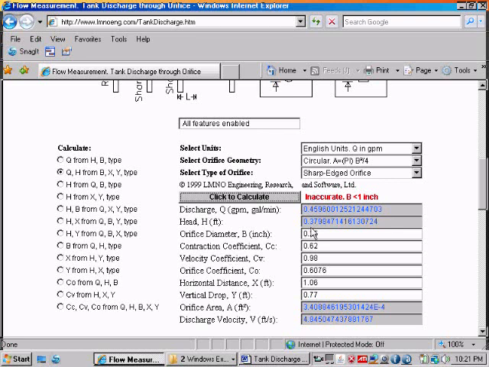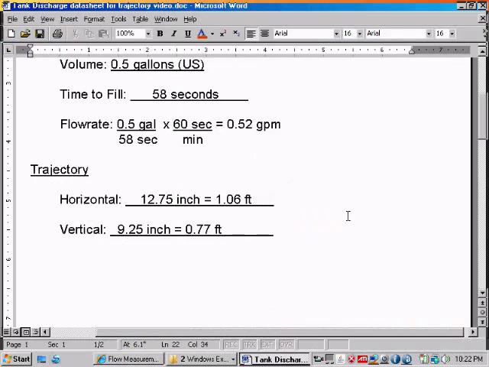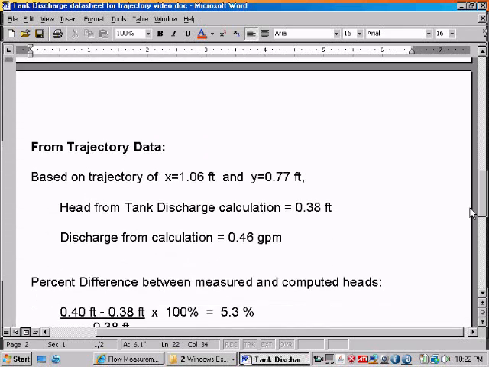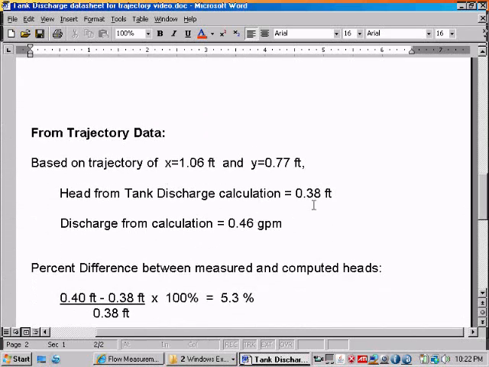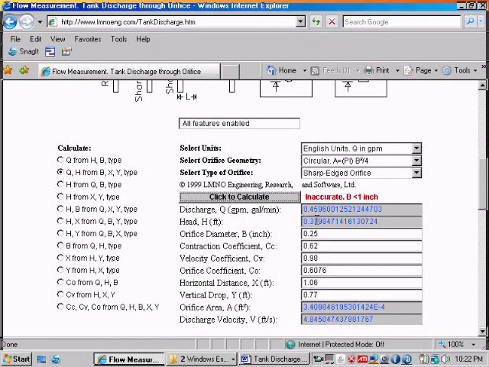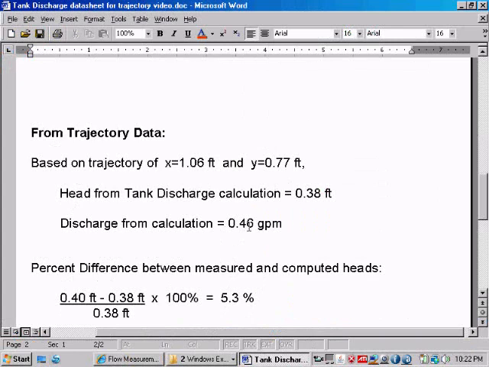0.3798, or to round it, 0.38 feet, so let's write that number down. And then the discharge is computed as 0.4596, or to round that to 2 decimal places, 0.46 gallons per minute. So let's go back over to our data page. And so from our calculation, our head was 0.38 feet and our discharge was 0.46. So those numbers are direct from over here, and I simply copy them over to this page.